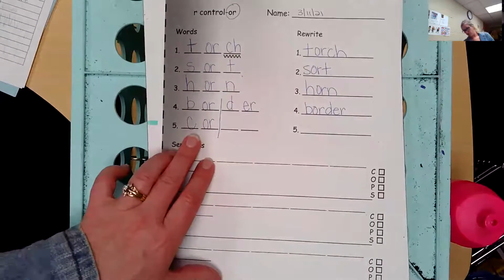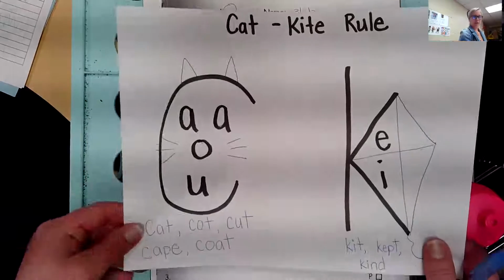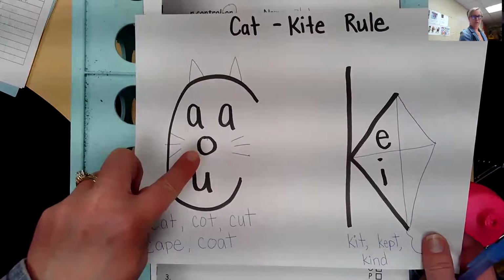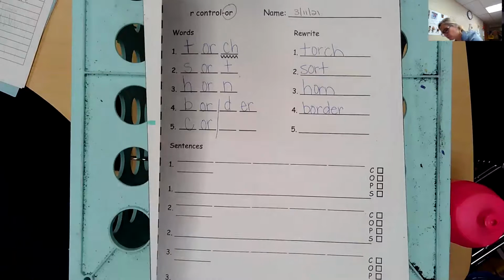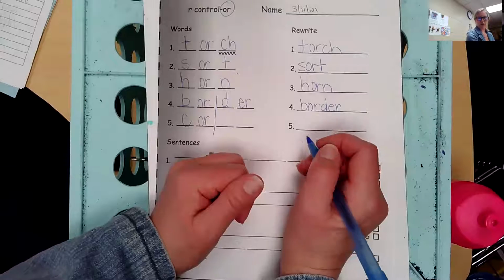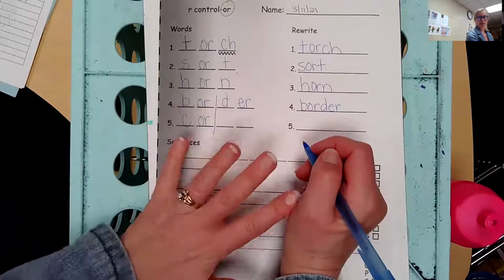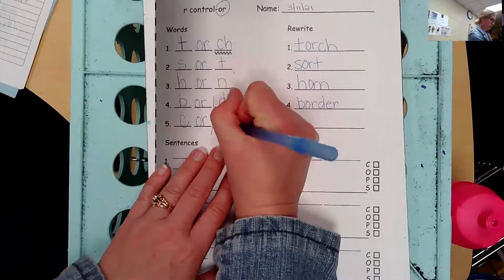Now, how do we know if it's a C or a K? We go back to our cat kite rule. If we have an O after the K sound, we know it has to be a C. All right. Second syllable. Ner. Ready? Ner. Tap it out. Ner. Let's write it.